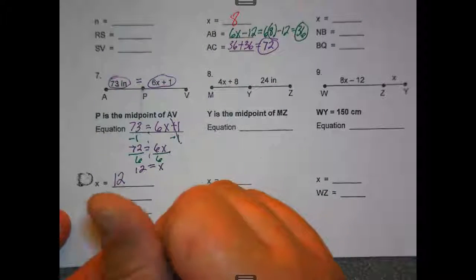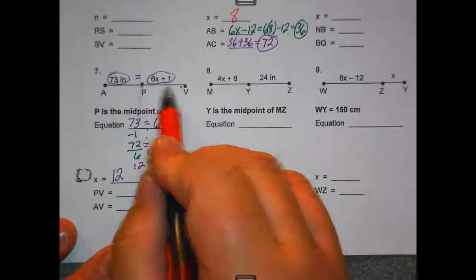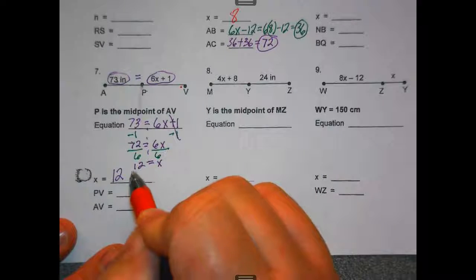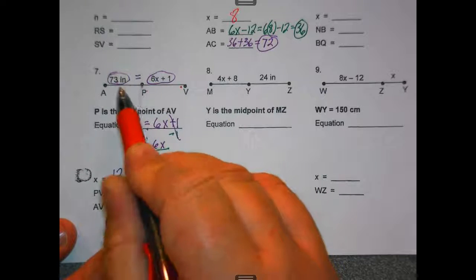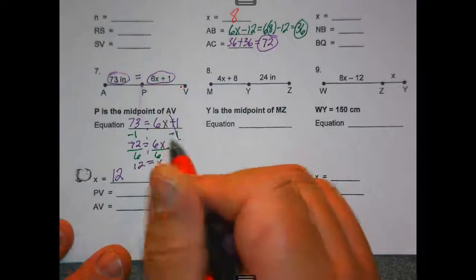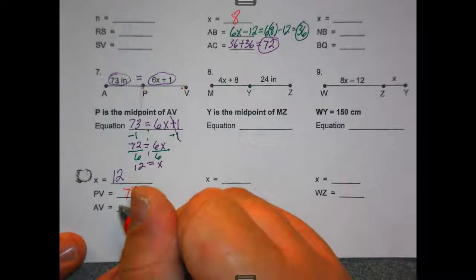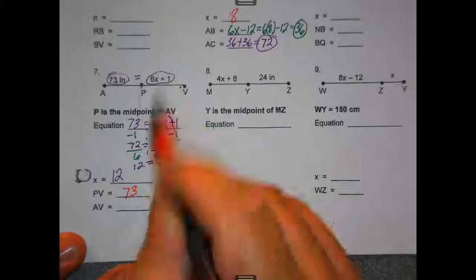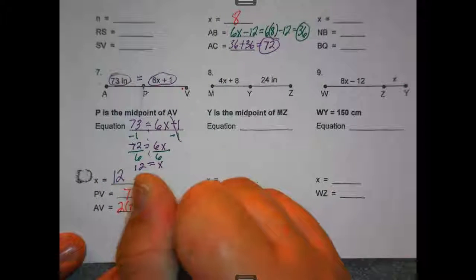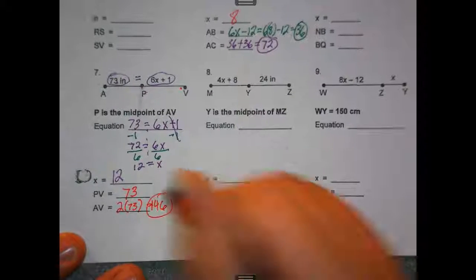PV, P to V, I don't even have to solve this. If P is the midpoint, A to P is 73, what does P to V have to be? 73. What's AV? Yeah, 73 plus 73 or 2 times 73, either way, 146.